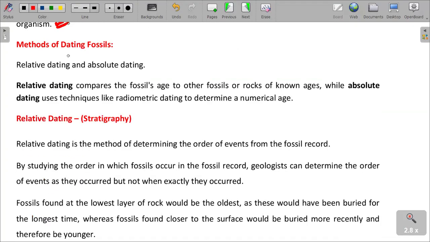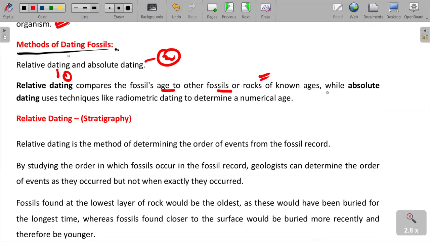And then let's look into methods of dating of fossils. We have relative dating as number one, and absolute dating as number two. Relative dating compares the fossil's age to other fossils or rocks of known age. It is comparative. We are saying relative: it compares the fossil's age to other fossils or rocks of known ages. That is what we do. I'm going to explain it in depth just below.